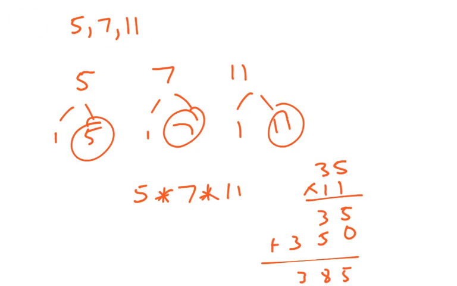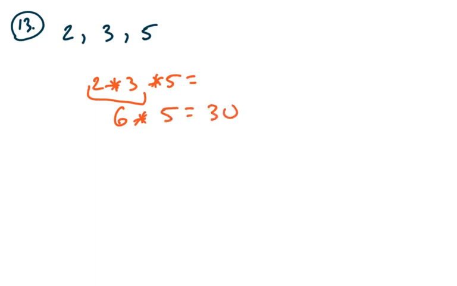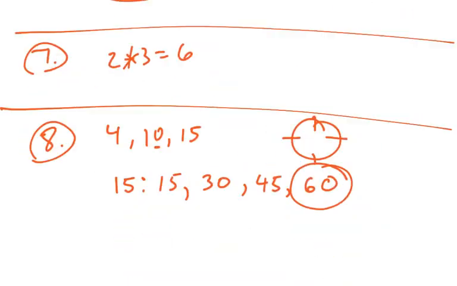And there's your answer. Okay, so if I give you 2, 3, and 5, again, these are all prime, so I can just say it's 2 times 3 times 5 is my answer, which is just going to be 6 times 5. That is an ugly looking 5. Let me make it look pretty. Yay, now it's pretty. So 6 times 5 is 30, and we're done. Okay, what's the next one?